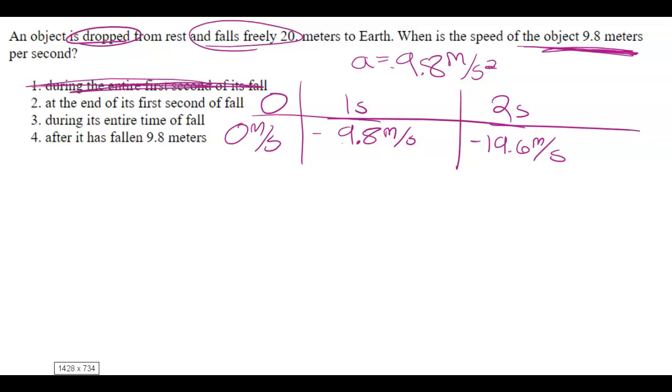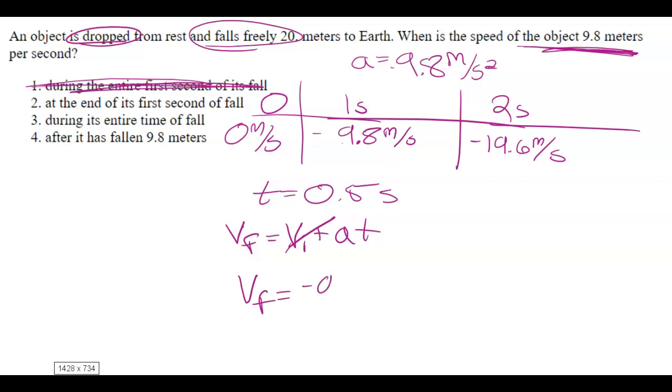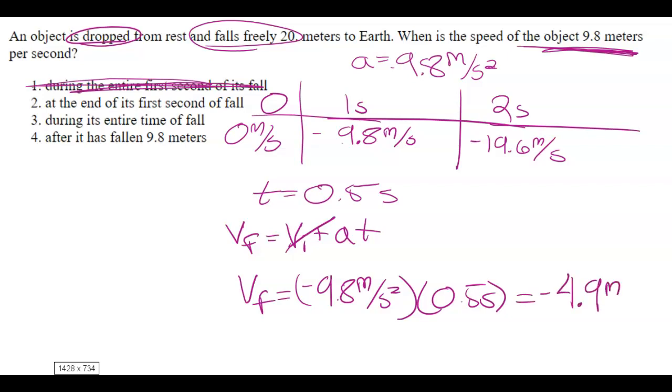Maybe you can think about halfway through, right? Halfway through the first second, I can think of my time as 0.5 seconds. And then I could use VF equals VI plus AT, right? It's dropped, so VI is 0. VF now is negative 9.8 meters per second squared times 0.5 seconds. And halfway through, it's got a final velocity of negative 4.9 meters per second. So it's moving down at 4.9 meters per second.